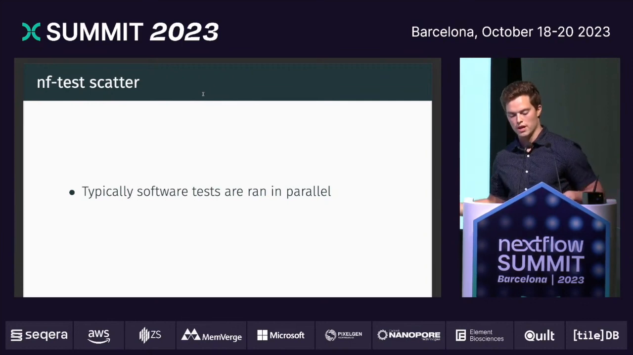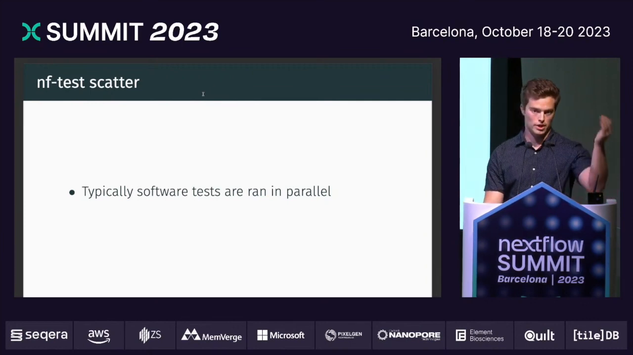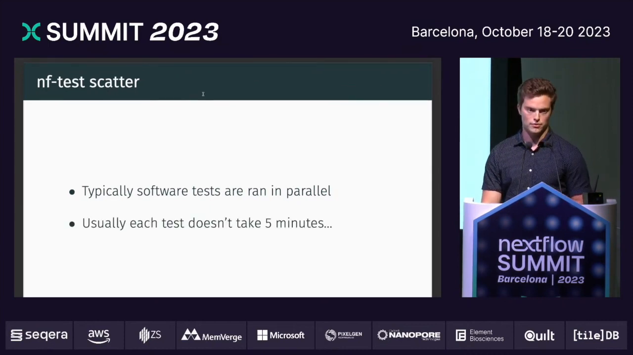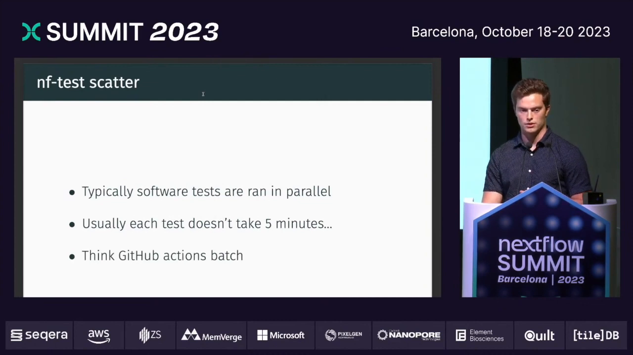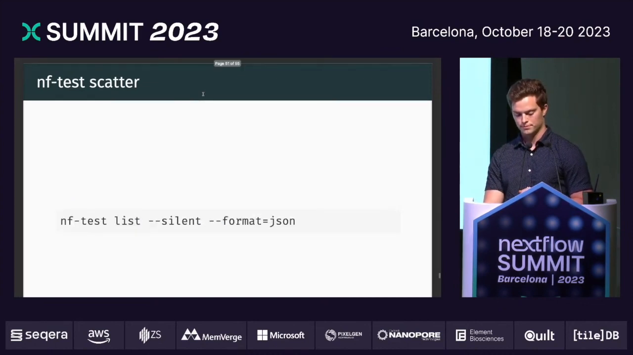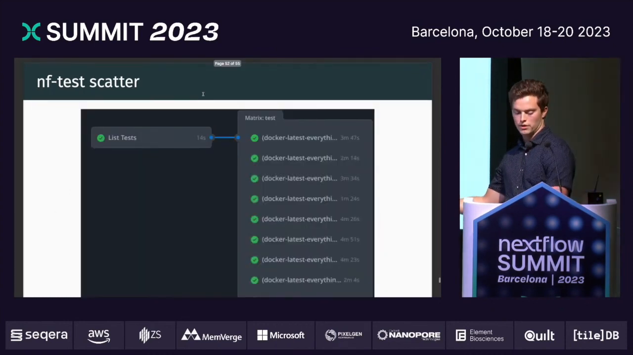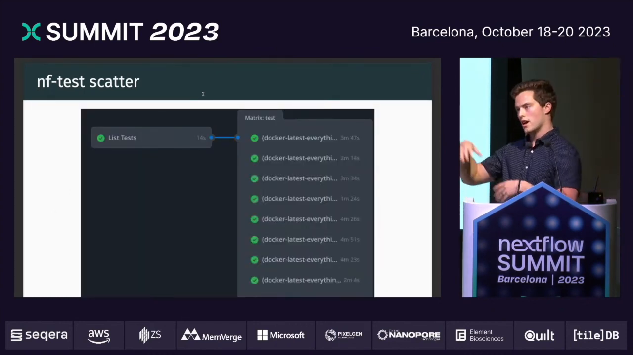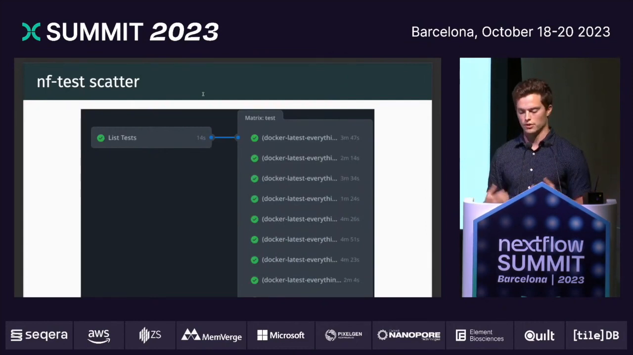And so basically, typically these software tests are run in parallel. You're running like 1 + 2 = 3. Usually these tests don't take 5 minutes each as well. So let's think GitHub Actions for batch. So basically, instead of listing this, we list it in a JSON. That lets us then pull it into GitHub Actions, and then we can split it up, and we can run each of these on a separate GitHub runner. And so that will significantly speed up the testing time to 5 minutes of a CI check versus an hour.